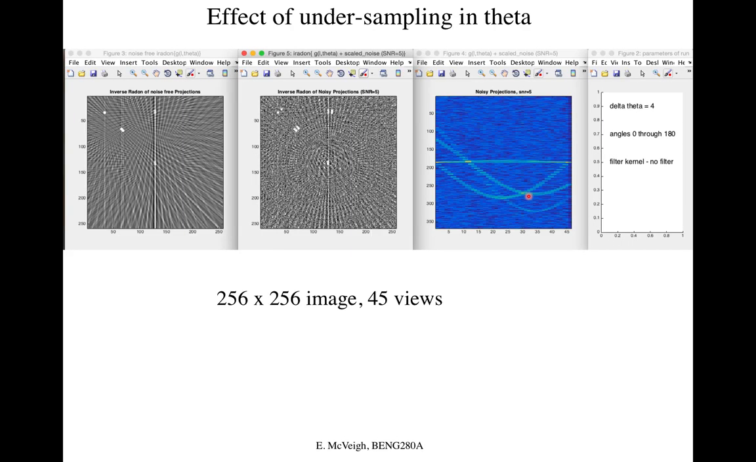So there's some MATLAB code that you have, actually. This is the stuff that you have to play around with. And you can look at the effect of either changing the sampling rate in L, so that would be the number of data points that you're going to choose before you do your inverse radon transform.